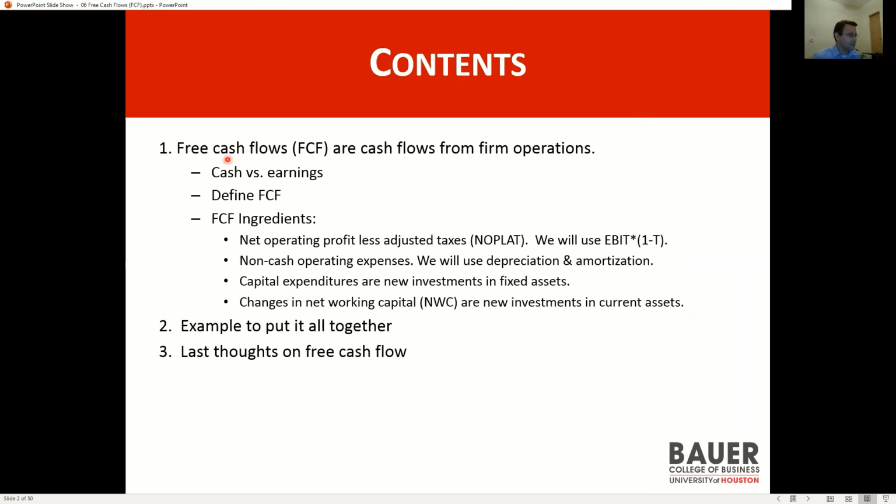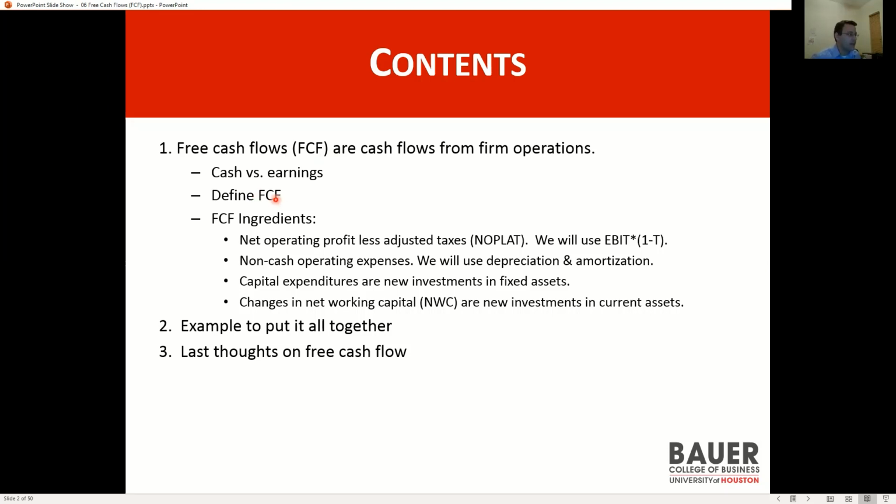Why do we need these things? Why do we need free cash flows? Well, we'll talk about the difference between cash versus earnings. We have earnings pretty readily available if you look at accounting statements, but earnings aren't a great measure of cash flows. They include some things we don't care about, and they're missing other things that we do care about. So we need to adjust. We need to adjust the accounting data and get the cash flows. So that's the plan for today.